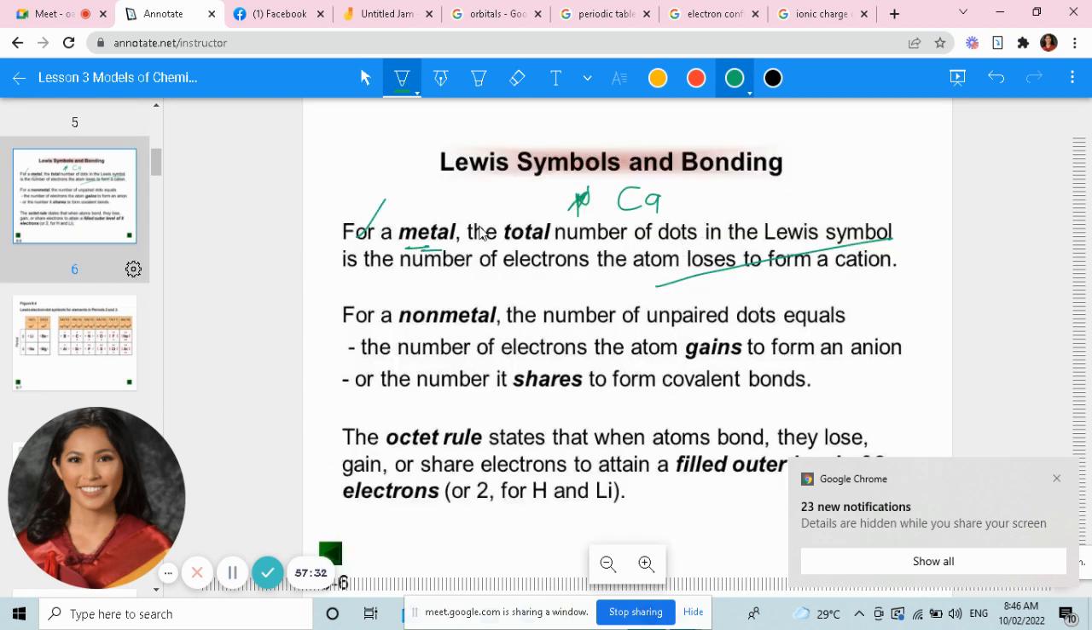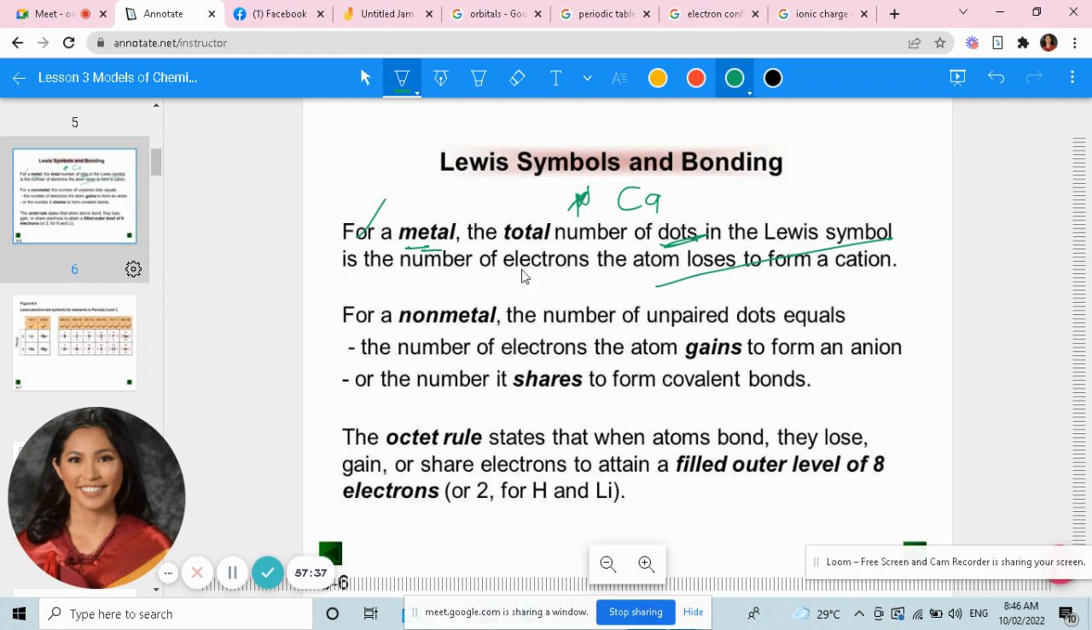For metals, the total number of dots is the number of electrons the atom loses. However, for non-metals, the number of unpaired dots equals the number of electrons the atom gains to form an anion. Okay, if we have nitrogen, how many valence electrons? 5. Okay, so yes, we have 5.